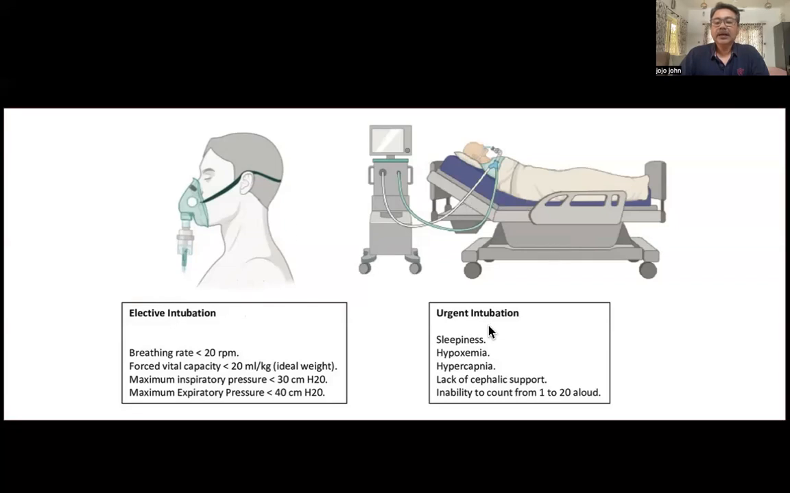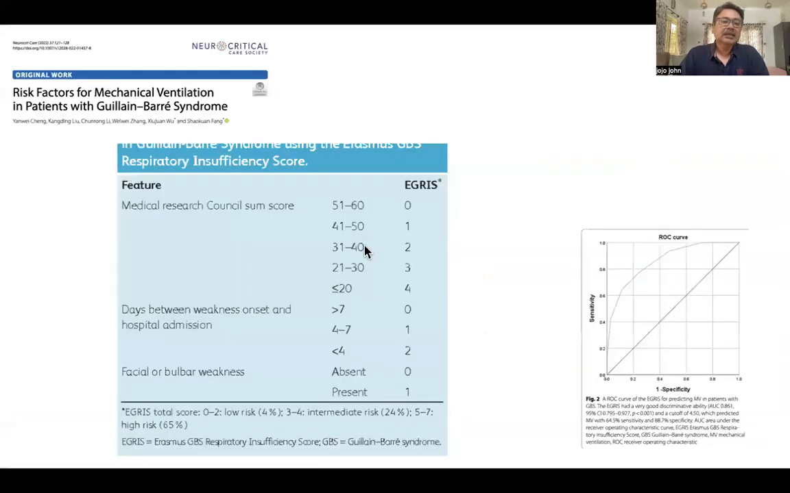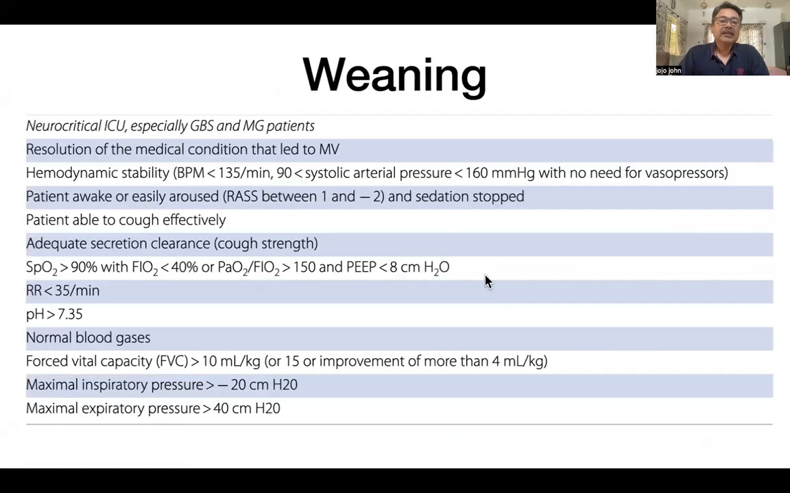Patient becoming drowsy, hypoxemic, or hypercapnic, it's actually too late. And if that happens, you need to urgently intubate these patients. There is this EGRI score, the Erasmus GBS respiratory insufficiency score, which has been validated as a predictor for need for mechanical ventilation in patients who come with Guillain-Barré syndrome. And for weaning these patients, in addition to the normal weaning parameters, you again look at improvement in forced vital capacity, at least more than 10 ml, and a NIF and maximal expiratory pressure normalizing.